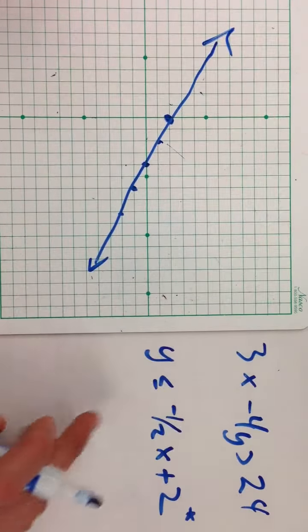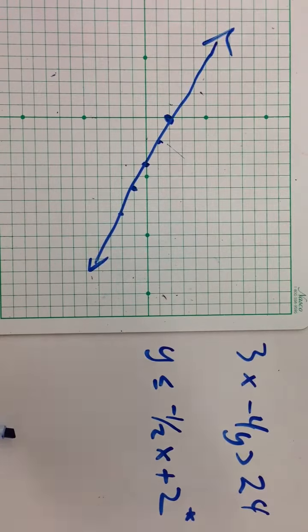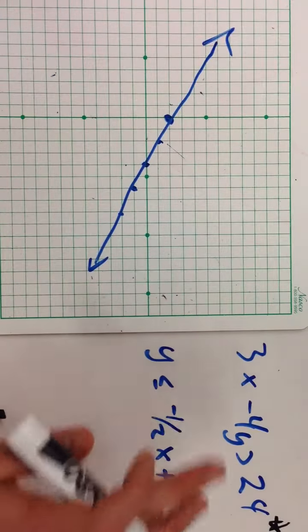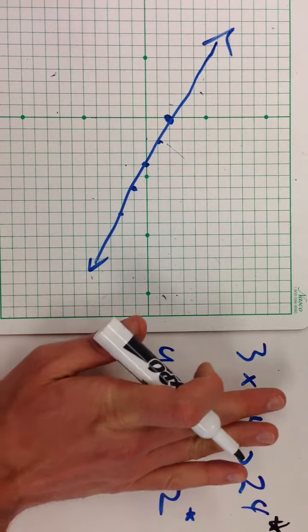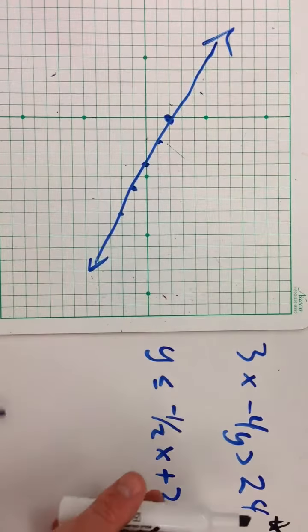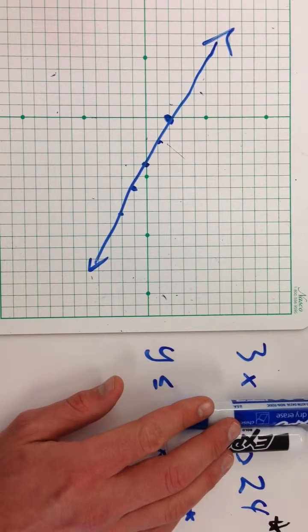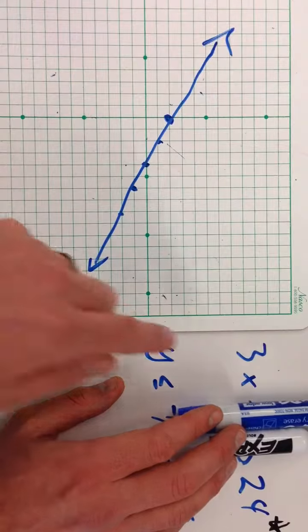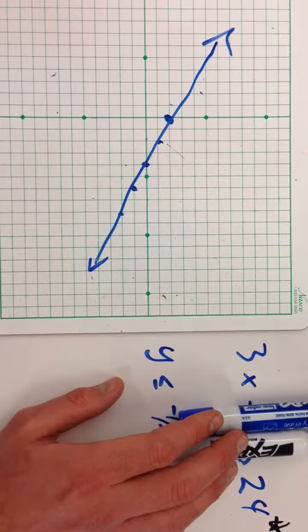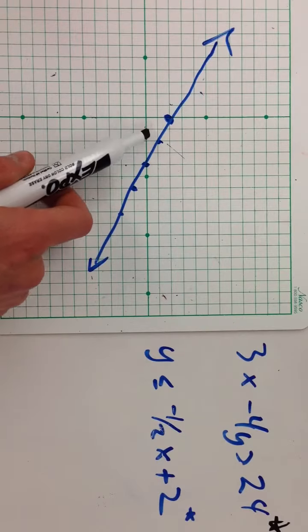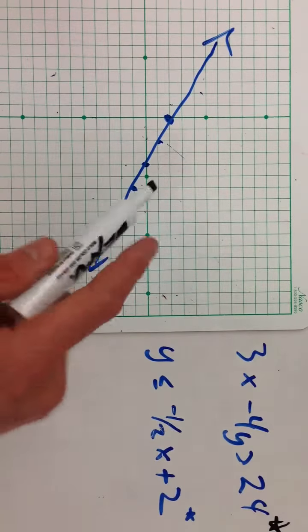This next one, I'm going to do in black so we can see it a little better. This one is in standard form, so I'm going to graph it by finding the intercepts. If I plug in 0 for y, what I've got left is 3x equals 24. So I divide the left side by 3 and the right side by 3, and I get x equals 8. So that'll be my first point. x equals 8 is right here: 1, 2, 3, 4, 5, 6, 7, 8.